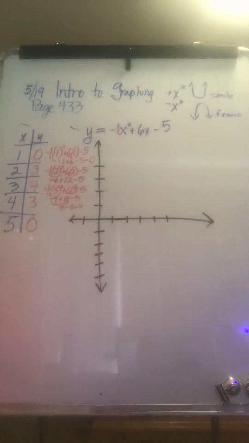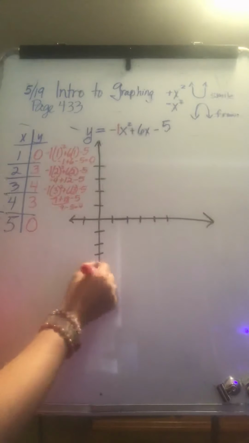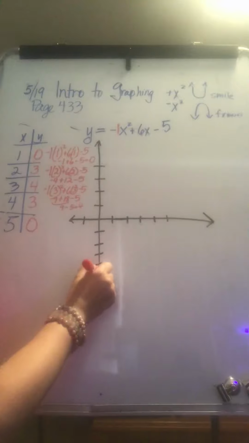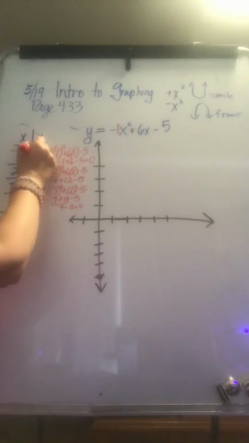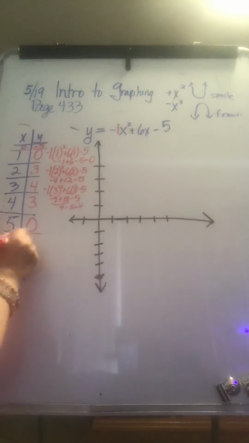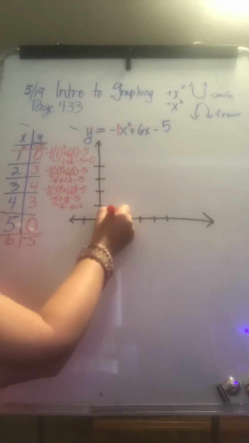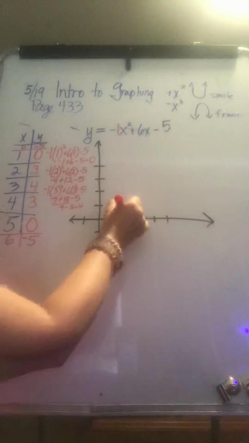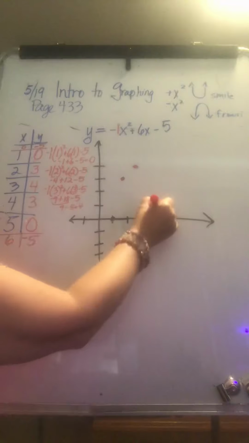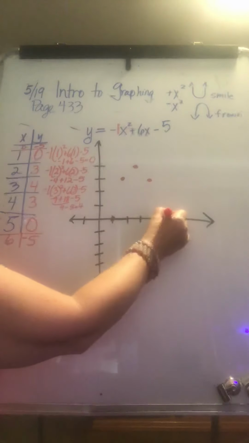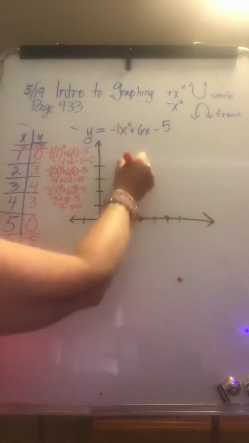Now, you're going to say, oh, we don't have a 0 for the x. That's easy. We know if we plug in a 0, we're going to have a -5. So I'm just going to put that in. So a 0 here would be a -5, and then a 6 would be a -5, if you want to take your graph that far. I have 1, 0; 2, 3; 3, 4; 4, 3; 5, 0; and if I did the 6, I would have a -5.